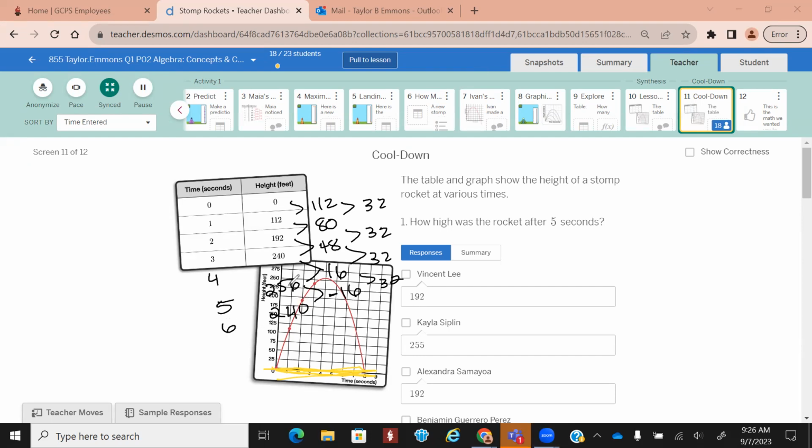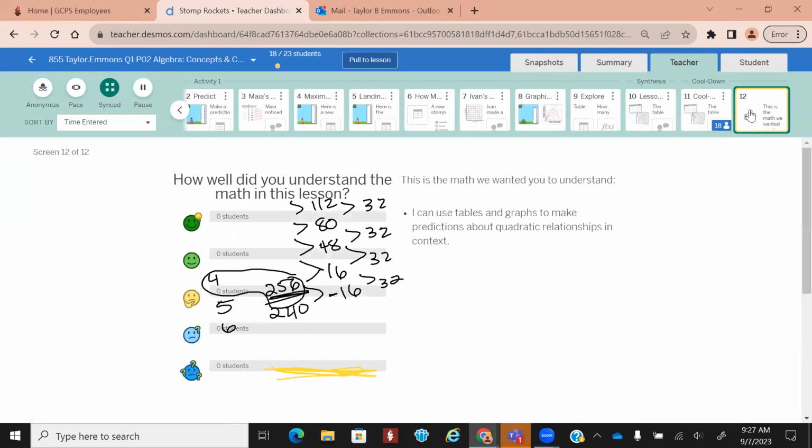Okay, so what's our highest? 256. Okay, don't just look at the table. The table continues down. Does that make sense? The table continues down. So it's 256 as our highest. Okay, take a moment. Try slide 12.